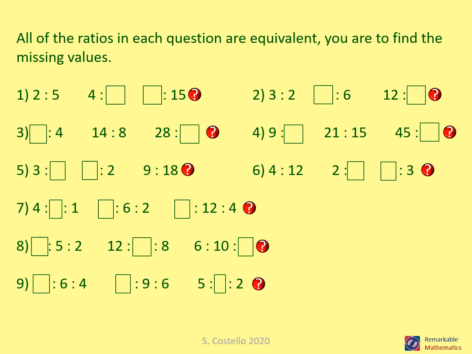So all of the ratios in each question are equivalent. You are to find the missing value. Look at question 1. We start off with the ratio 2 to 5. So if the first part became a 4, what would we have multiplied it by? What would we do to the 5? And if the last part's a 15, what do we multiply the 5 by to get to 15? Just look at question 1.